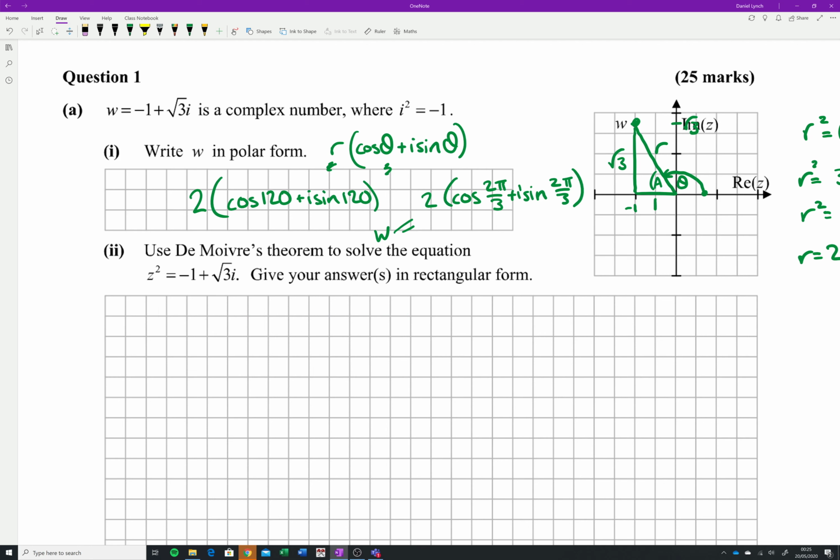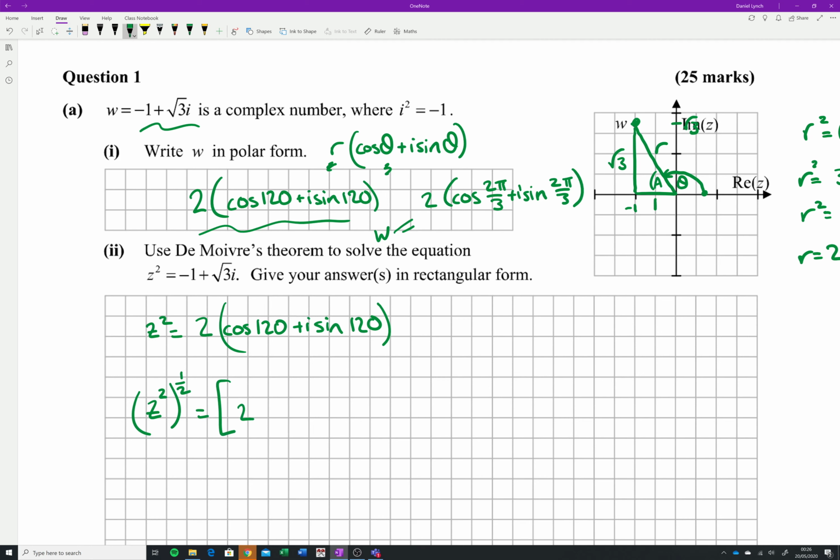It's asking you to find out what z is. Solve the equation z squared equals something. So they want to get what is z. Well, z squared is minus 1 plus root 3i, which happens to be the thing that we just got. And we know that it's 2 cos 120 plus i sine 120. What we actually want to do is go from z squared down to z. So the way that you do that is we're going to have to square root it or put it to the power of a half.